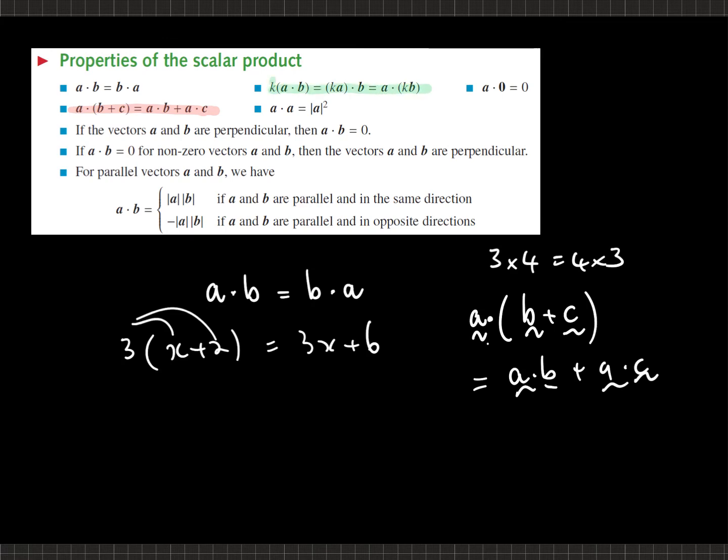The next one up here involves scalar multiplication. If I've got this k as a scalar, it's just a number, 3 or 4 or something, it doesn't actually matter when I do that multiplication. I might like to apply it to vector A first or to vector B first.